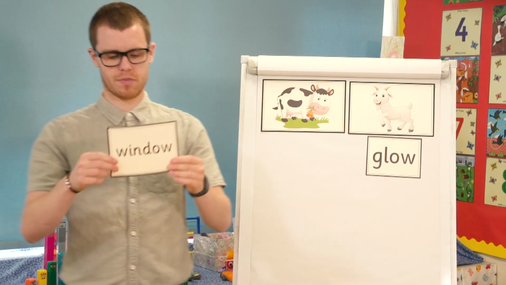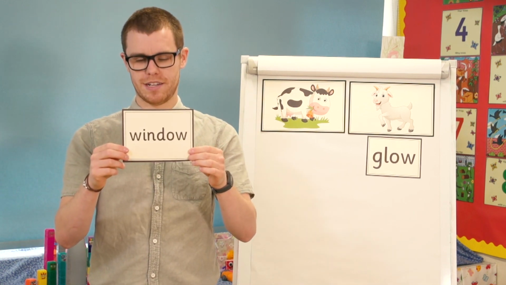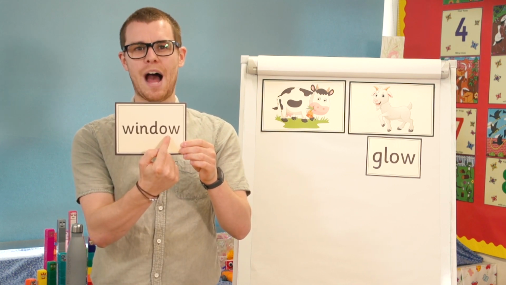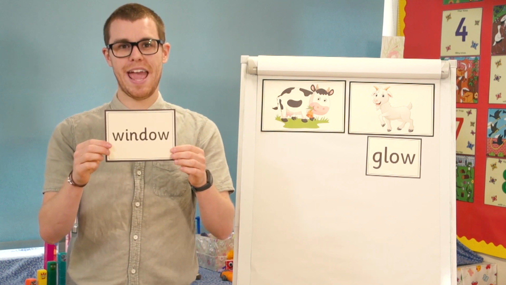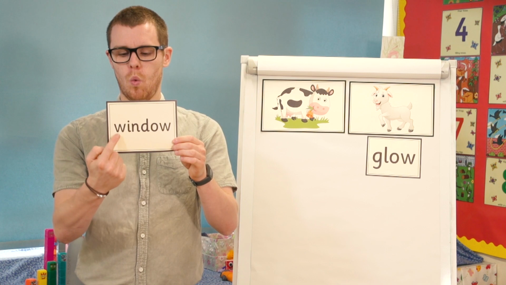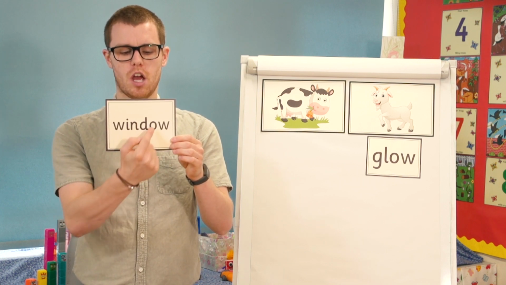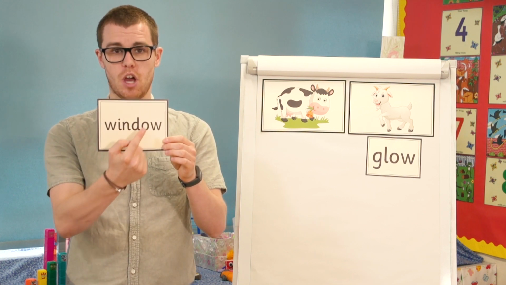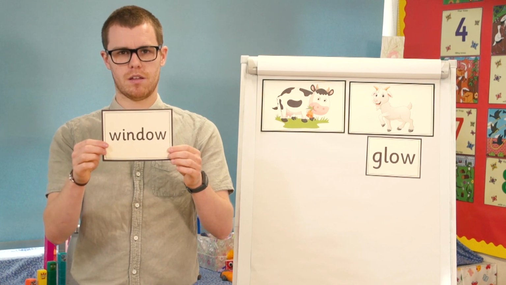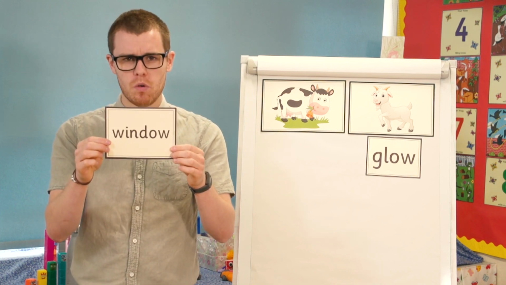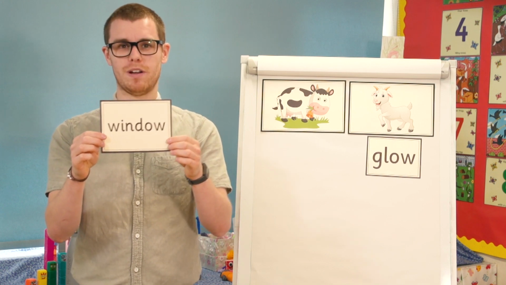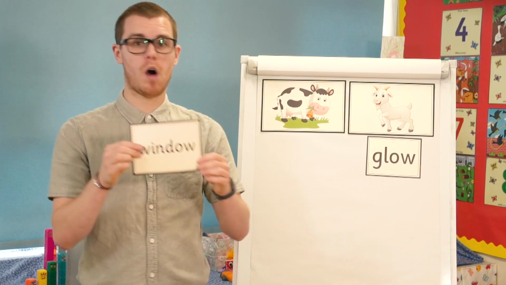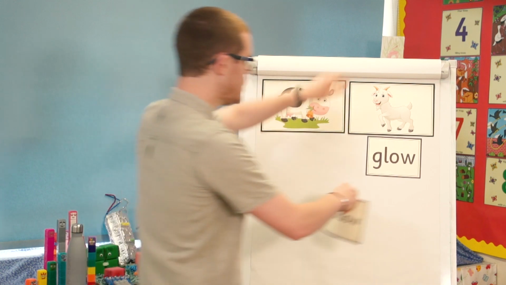Let's do another. Read the word. Does it have o or ow? Help me work it out. Is it w, i, n, d, ow? Or w, i, n, d, o? Well, it can't be window, so it must be window. Window ends with o, so I'm popping it here under the goat.